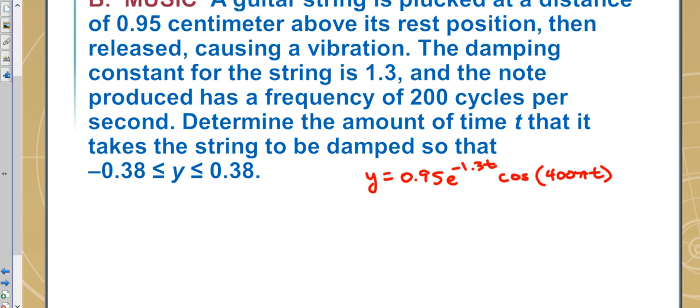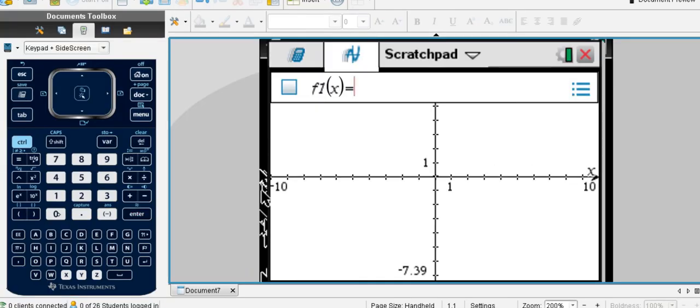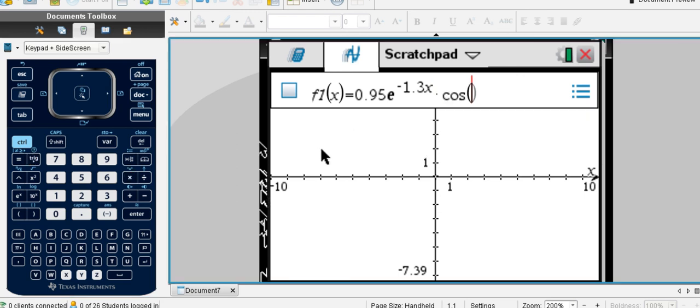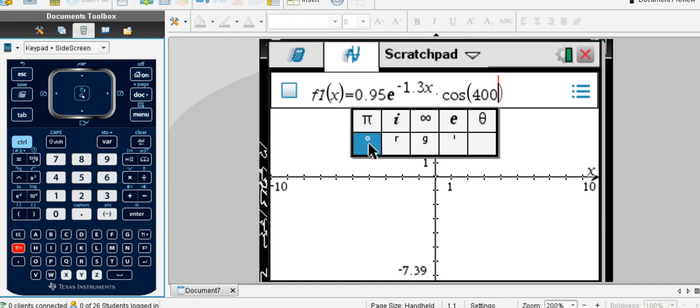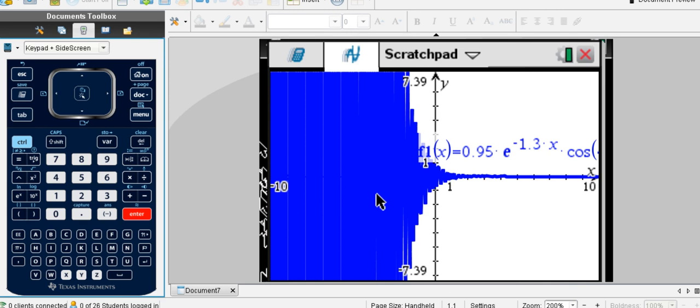So here's what I'm going to do. I'm going to go over to my calculator and type in that equation. So we have 0.95 e to the power of negative 1.3. The calculator doesn't do t, it does x. So I'll do an x there, times cosine of 400 pi times x. And wow, we get something really, really crazy there.